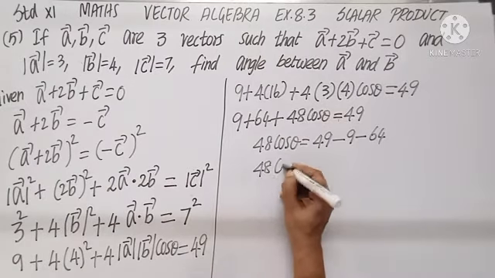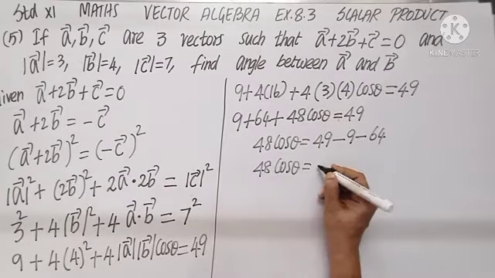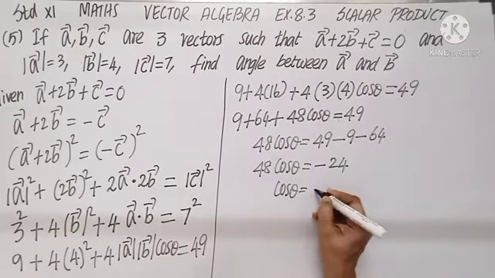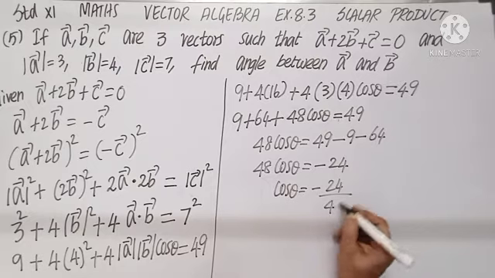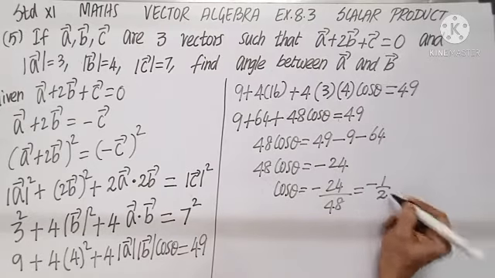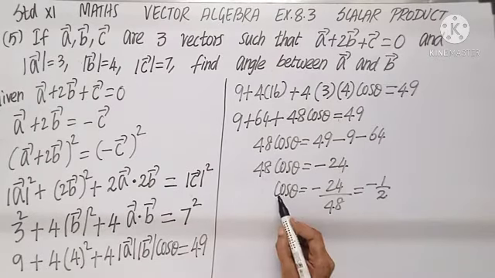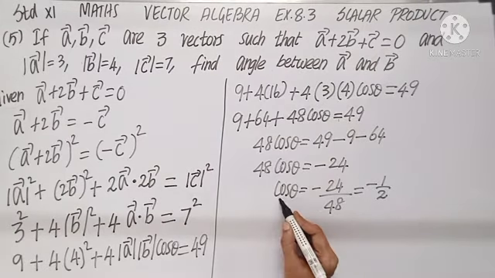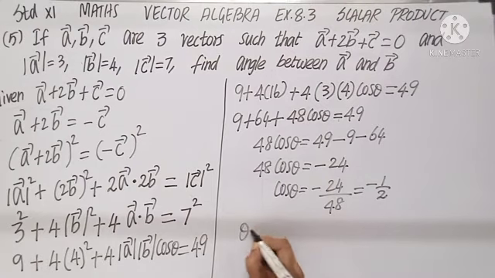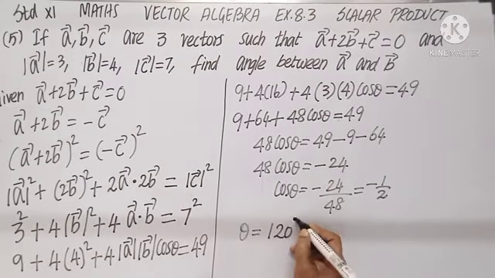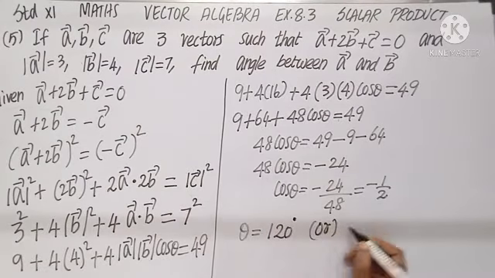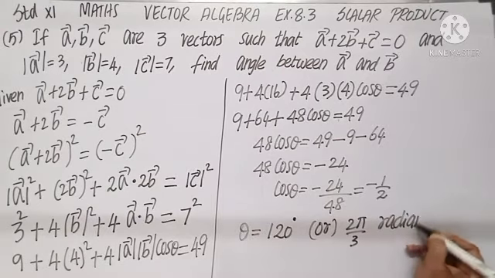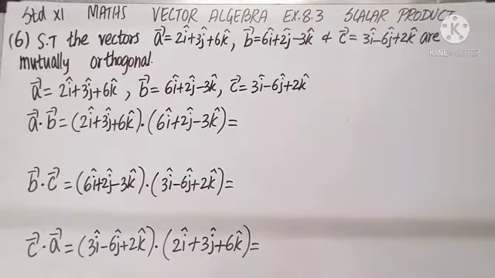We get 48 cos theta is minus 24. Cos theta is minus 24 by 48, that is minus 1 by 2. Cos theta plus half tells me 60 degrees. Cos theta minus half tells me theta is 120 degrees, or I can say 2 pi by 3 radians, and that is the answer. Question number 6.